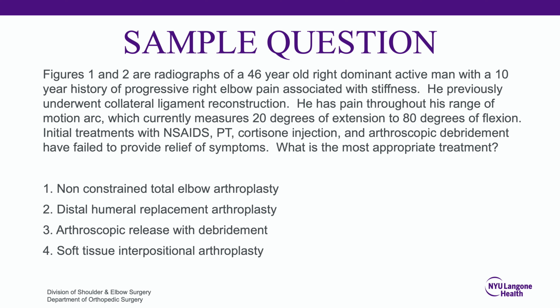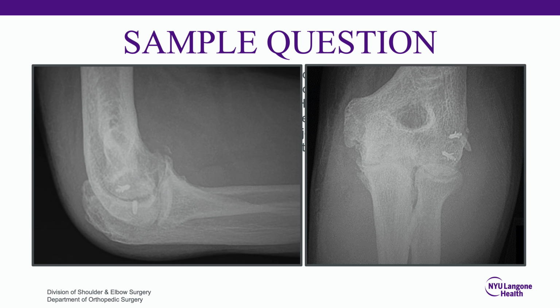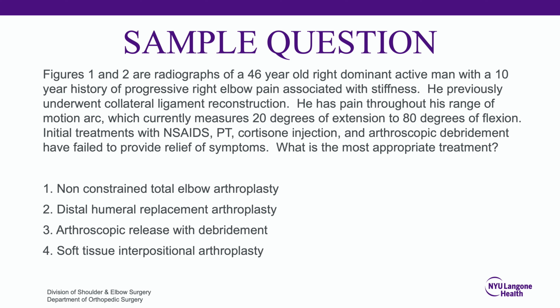So obviously arthroscopy has failed, and this is what her x-rays look like. So her end-stage arthritis most likely has a lot of pain in mid-motion. Her range of motion is also deteriorated as well. A non-constrained total elbow is something that you could consider, but you have to understand she's 46, so that may be a little difficult.